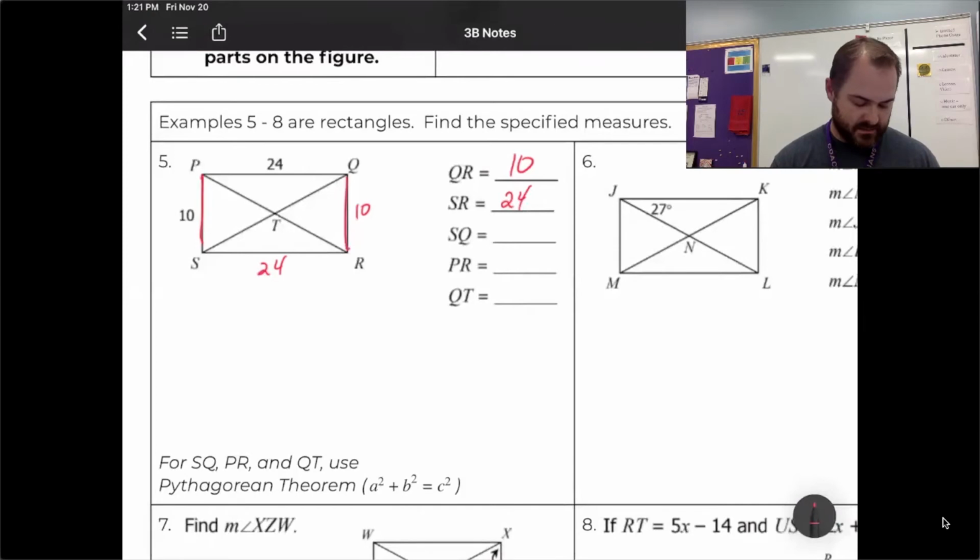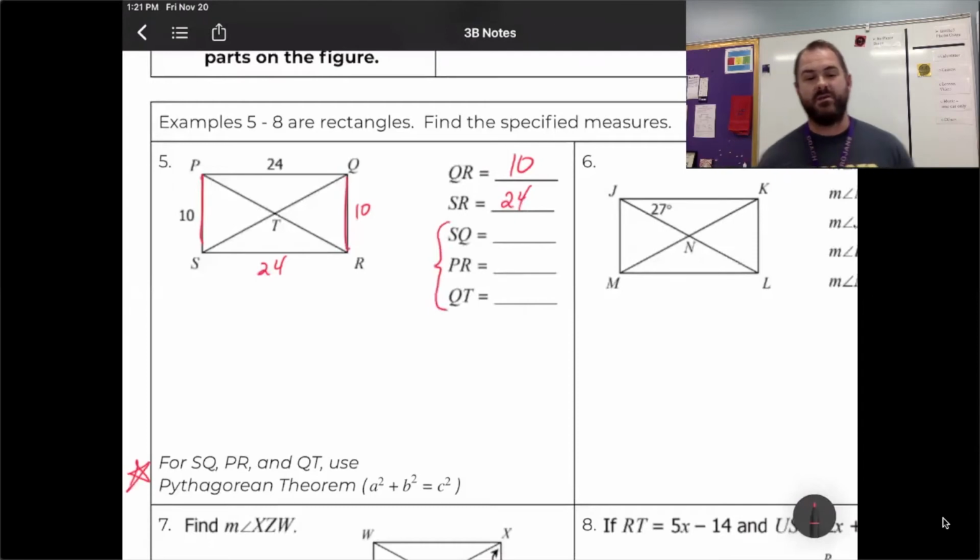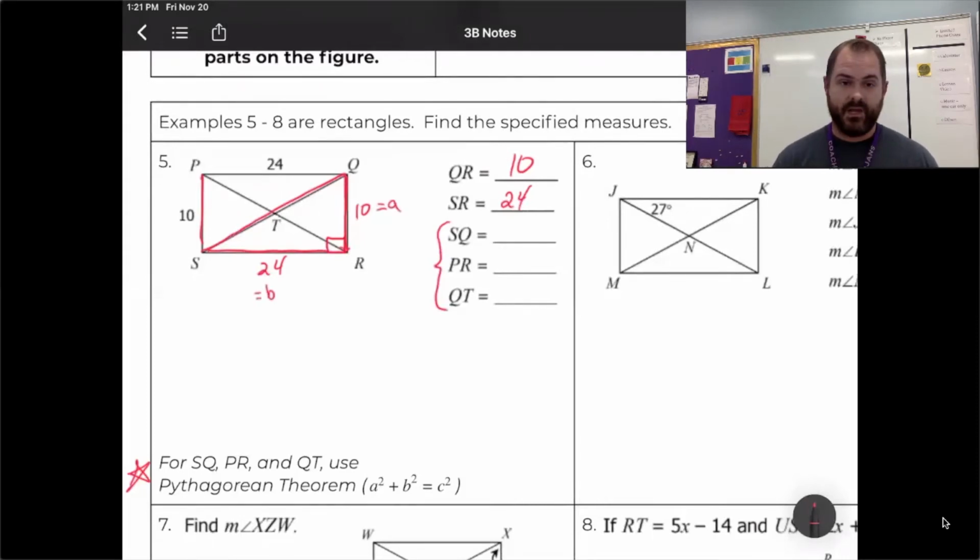Now these three pertain to the diagonals, but this is an important note at the bottom of this box. For SQ, PR, and QT, we're going to use the Pythagorean theorem because this does create a right triangle. Otherwise, there's not enough information there to do that. But I have two legs of a right triangle. I have an A leg and a B leg. And so this hypotenuse, SQ, I can call C. So I can find SQ first by doing this.